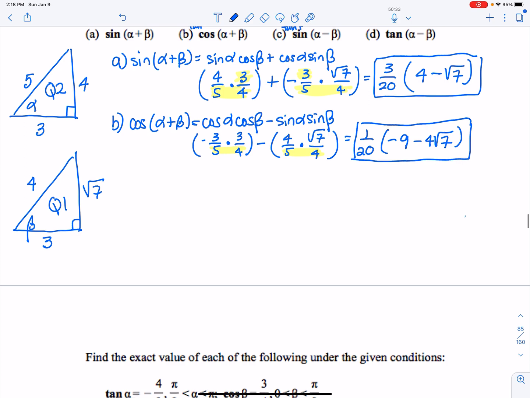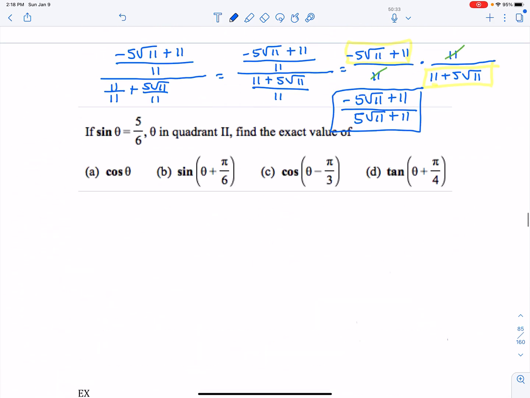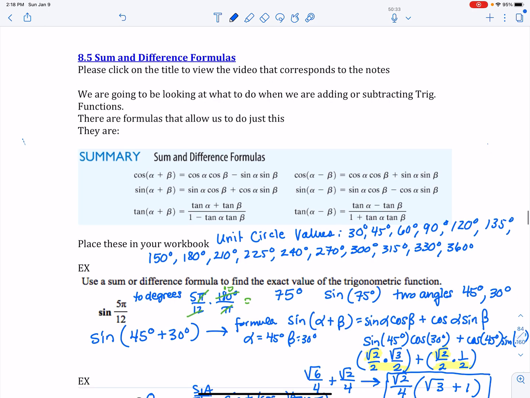All right, so let's look at C. C asks us to find sine of alpha minus beta. So I have to look at the difference formula for sine. If we go to the difference formula up here, we have sine alpha cosine beta minus cosine alpha sine beta.